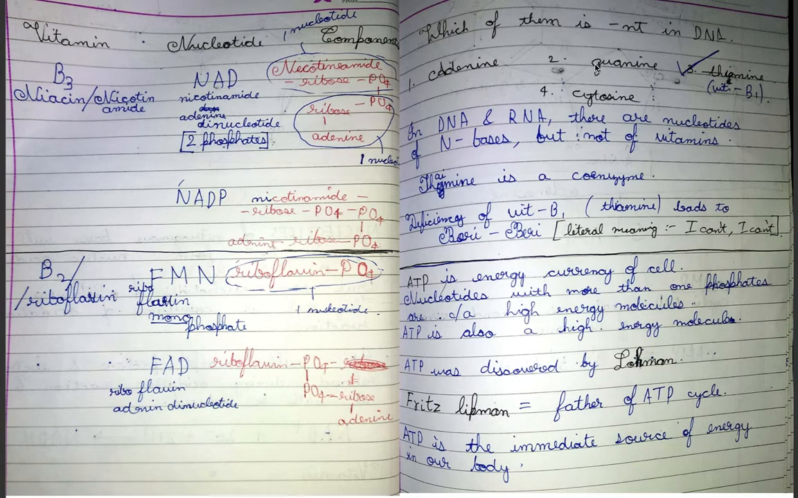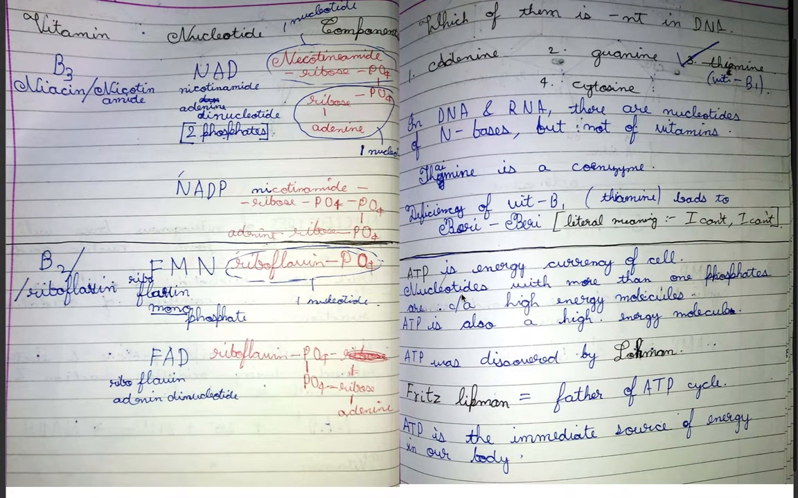Now, which of these is absent in DNA? Adenine, guanine, thymine, and cytosine. Now, the answer is thymine because it is vitamin B1, and it is not present as a nucleotide. Okay, it is just a nitrogen base in the DNA, not as a nucleotide in the DNA, and it is a vitamin B. And we just knew that vitamin B forms the coenzymes. Now, deficiency of vitamin B1, that is thymine, leads to beriberi, and the literal meaning of beri is I can't, and the meaning of this disease is I can't because the body is paralyzed.